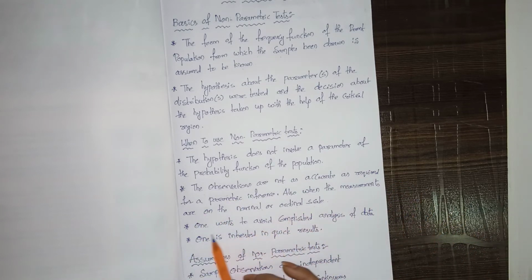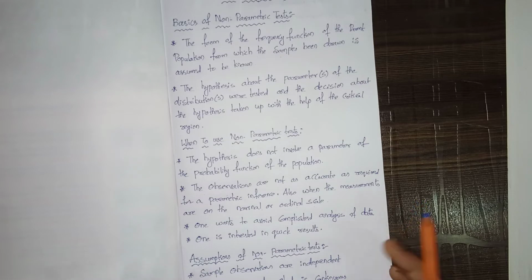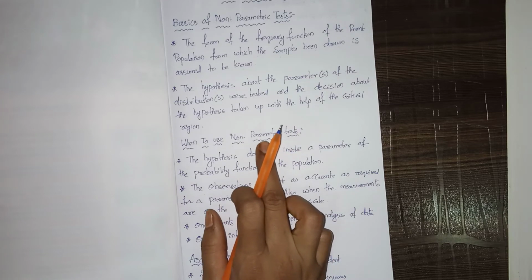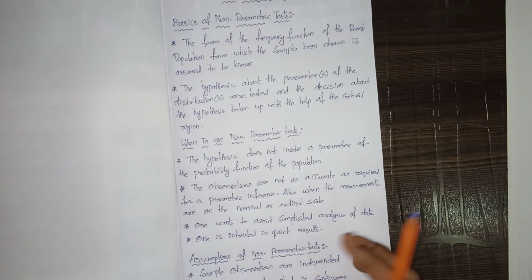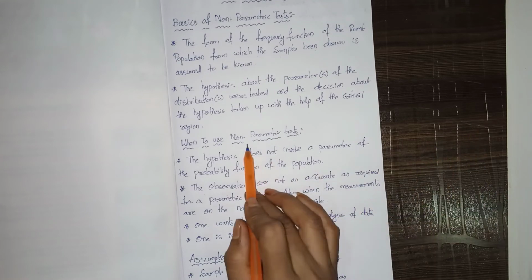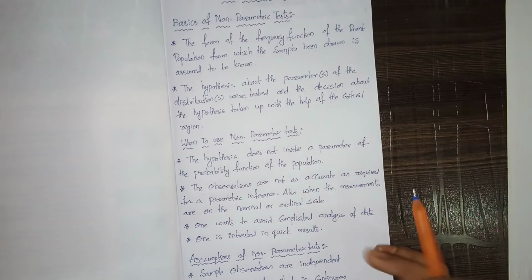Next, one wants to avoid complicated analysis of data. If we don't want to do many calculations, at that time we prefer a non-parametric test. Why? Because a non-parametric test does not include any complicated calculations. And the next is, one is interested in a quick result. If you want the result to be quick, at that time we use a non-parametric test. So this is about when to use a non-parametric test.